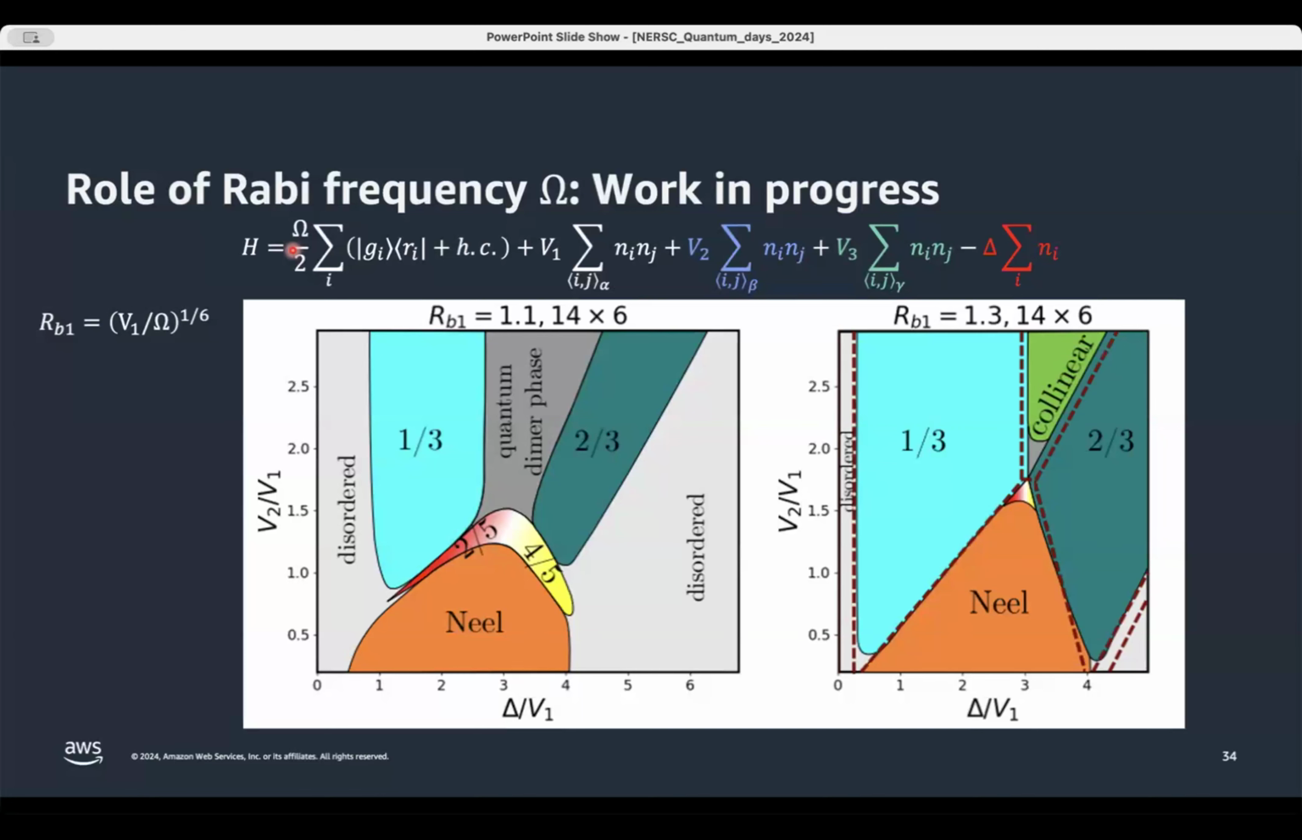So this is a perfect slide. I'm not sure I follow it, perhaps you can explain it. How do you get different V2 and V3 in the Rydberg atom system? If I understand correctly, the Rydberg interactions are isotropic, so how do you get two different V's for the sublattices ij beta and ij gamma?